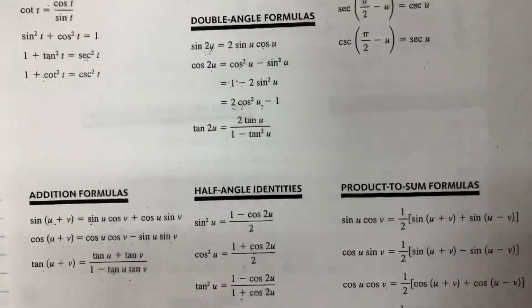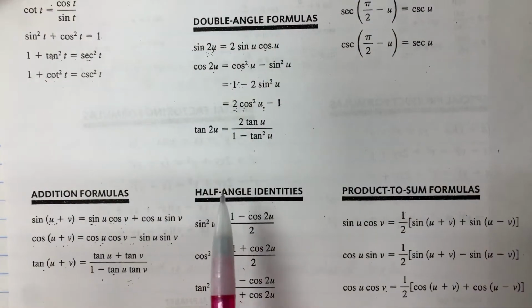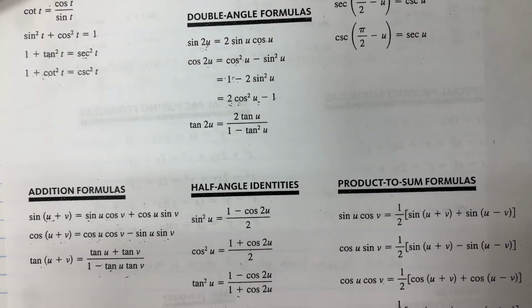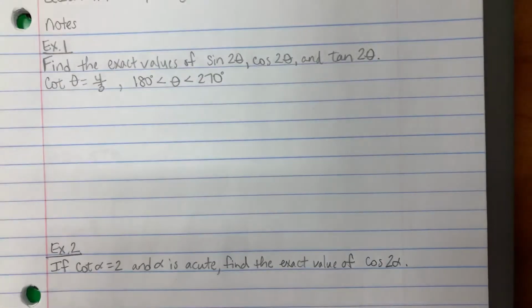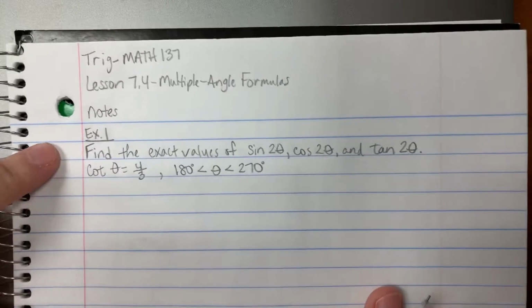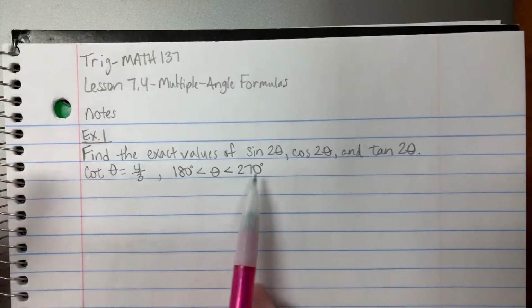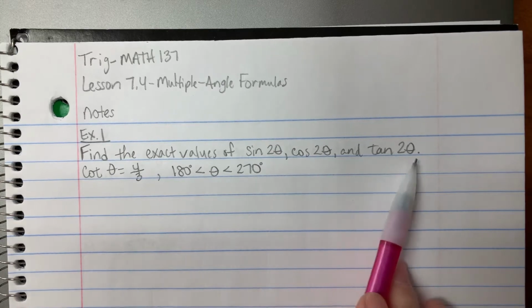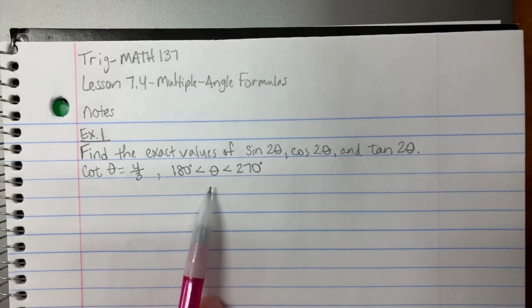I talked about in class where those came from. You can also look in your textbook for that, or we can talk about it if you have a question about that as well. So let's start out with example 1. They ask me to find the exact values of the sine of 2 theta, cosine of 2 theta, and tangent of 2 theta. And then they give me some information here.